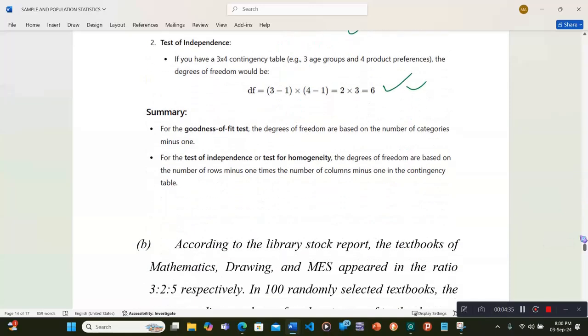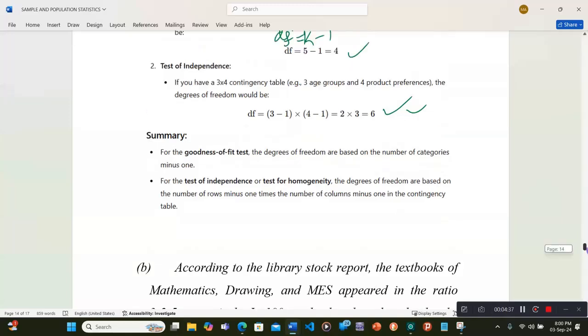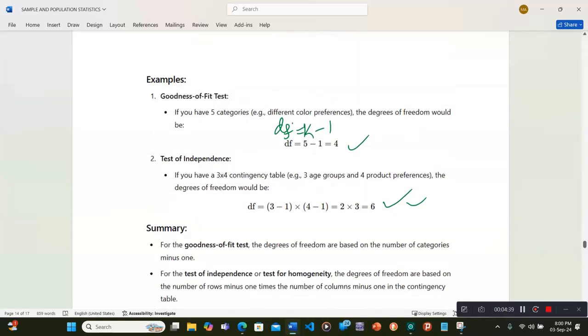So here we are saying that for the goodness of fit test, the degrees of freedom are based on the number of categories. For the test of independence and test of homogeneity, the degrees of freedom are based on the number of rows minus 1 times the number of columns minus 1 in the contingency table.